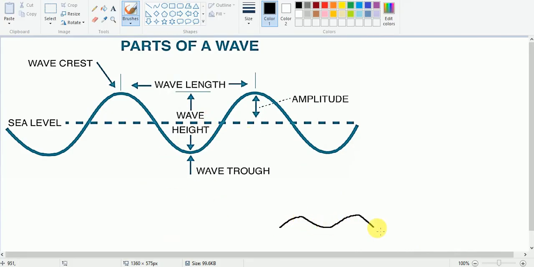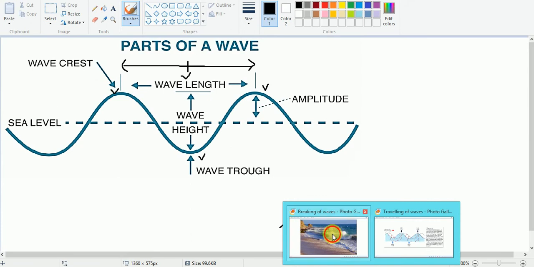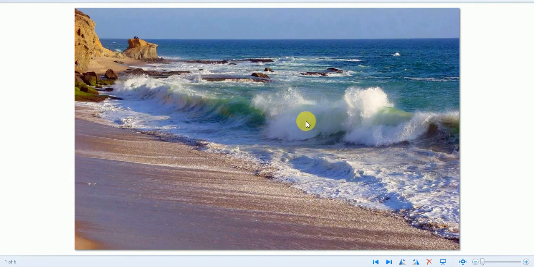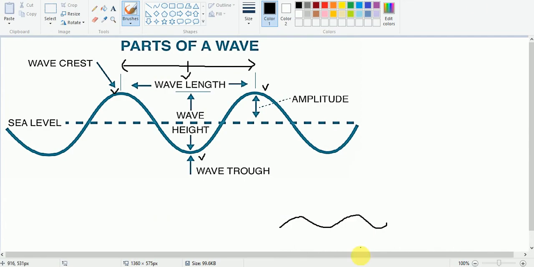This is known as a crest, this is known as a trough, and this is another crest. So the distance between the two crests is known as the wavelength. And when the depth of the water is less than half of the wavelength, the wave dies, the wave breaks, as you see in this photograph. When it reaches here, the wave breaks.